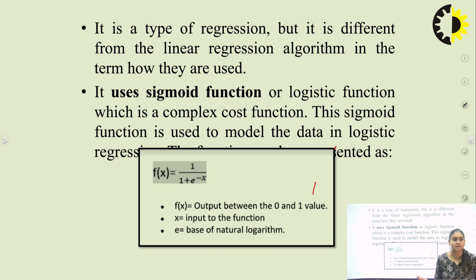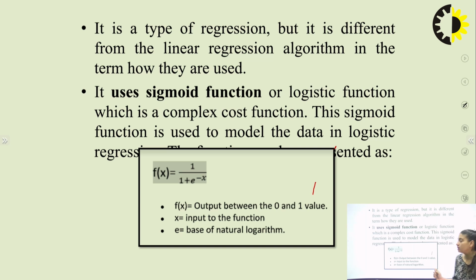So here we will see some mathematical intuition of logistic regression. It is a type of regression, but it is different from linear regression. That is the reason why we say logistic regression is a regression, because the concept is the same, but here we are using the sigmoid function. It is a type of regression, but it is different in terms of how we are using it. It uses the sigmoid function, or you can say logistic function, which is a complex cost function.